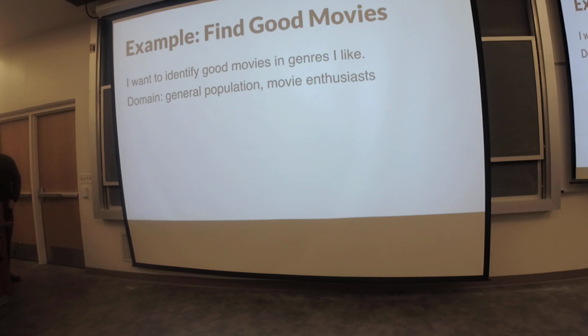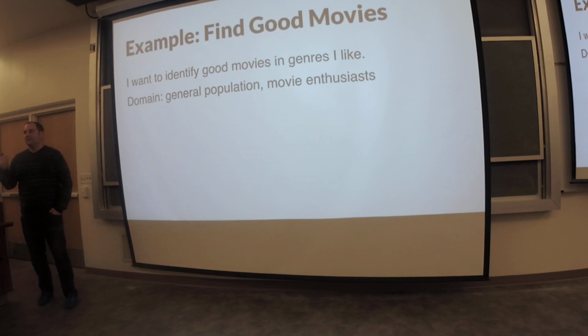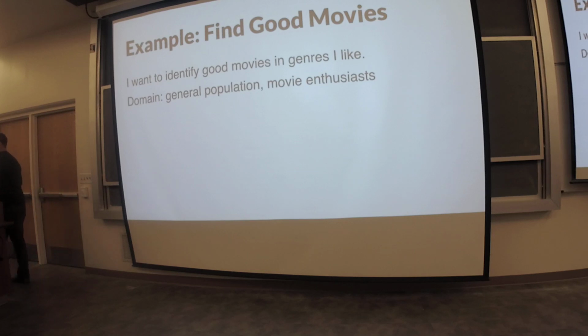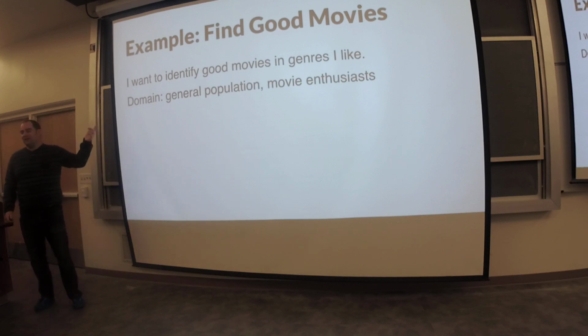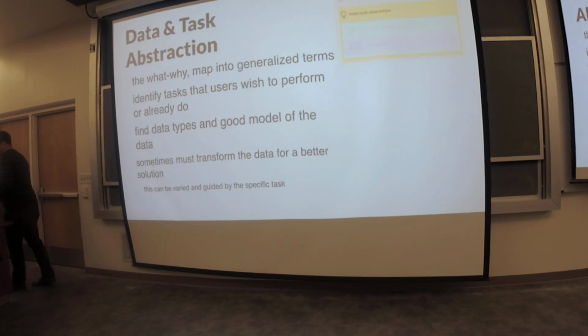So, for example, if I have a domain-specific task, like me as somebody who likes to watch movies, I could say I want to find good movies. So what does it mean, right? What's a good movie? This is tricky, right? There are many different ways I can think about a movie, so I have to think a little bit about how I can abstract my data. But domain-specific, the domain here is the general population. Everybody's interested in movies, or maybe even movie enthusiasts. So this is a simple example here.